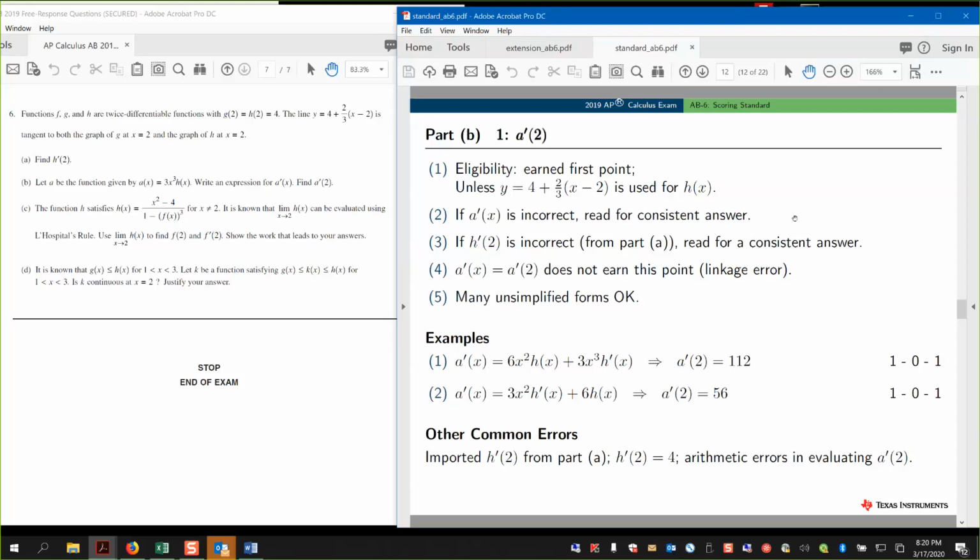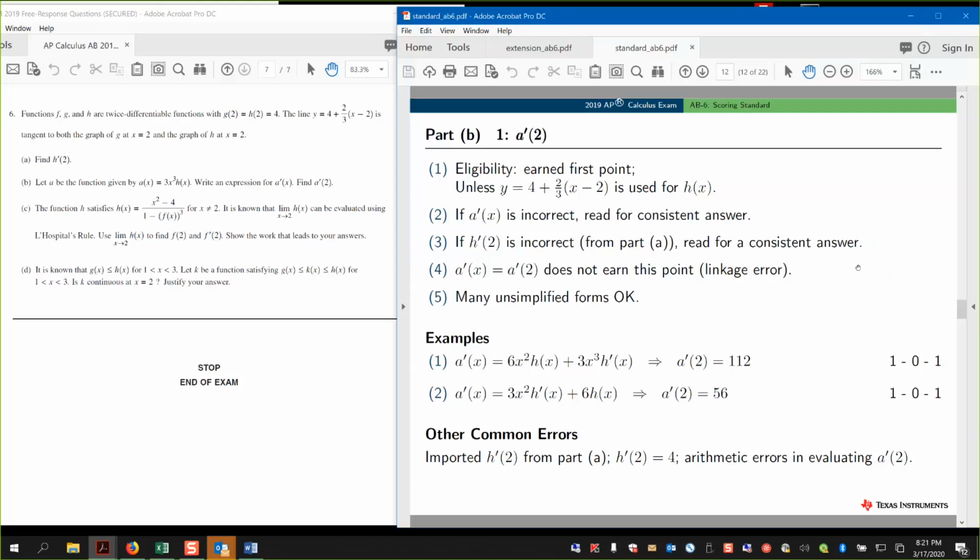So let's see, if a prime of x was incorrect, but of the correct form, then we would read for a consistent answer. That might take a little bit of time, but we felt that was the fair thing to do. If h prime of 2 was incorrect from part A, then we would still read for a correct answer.